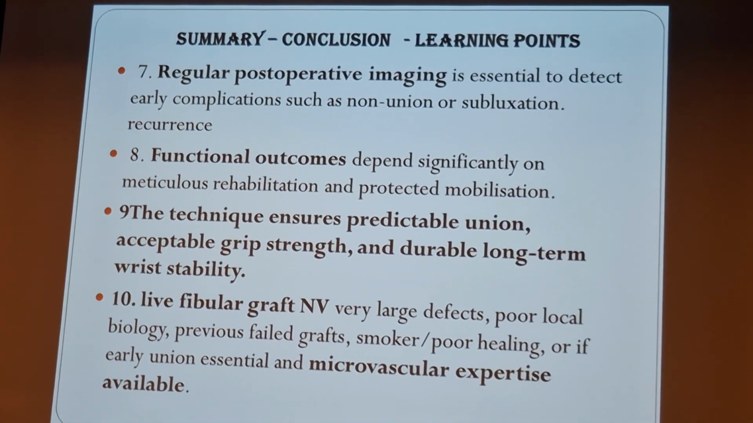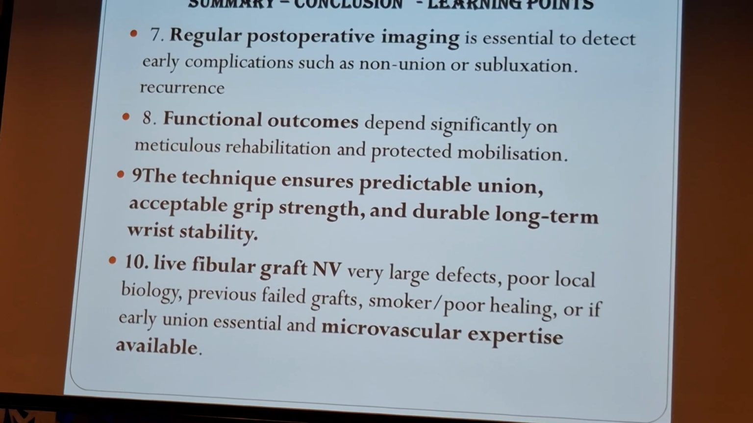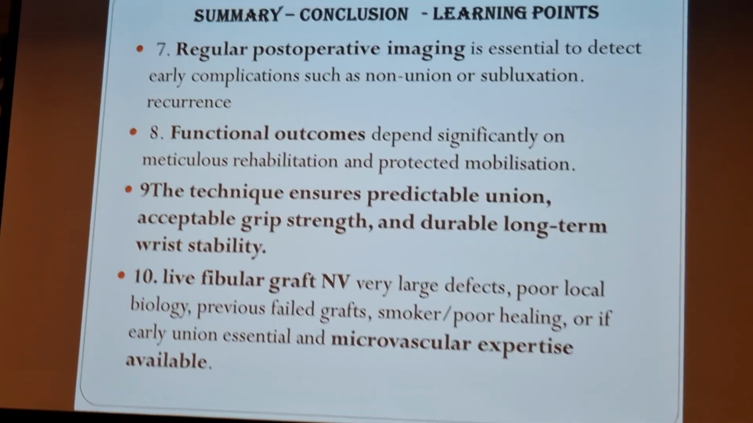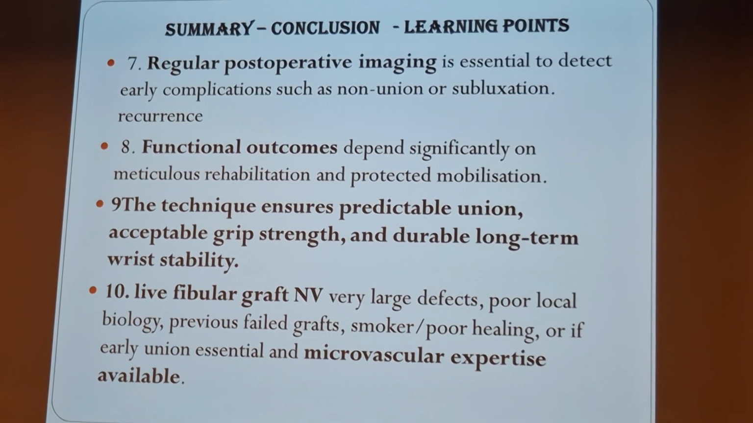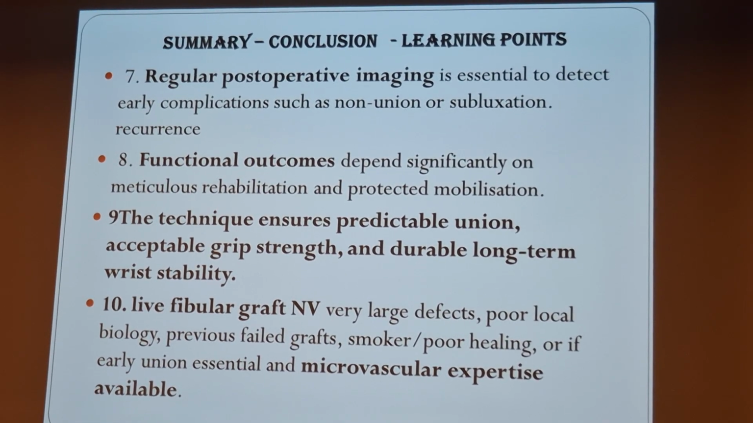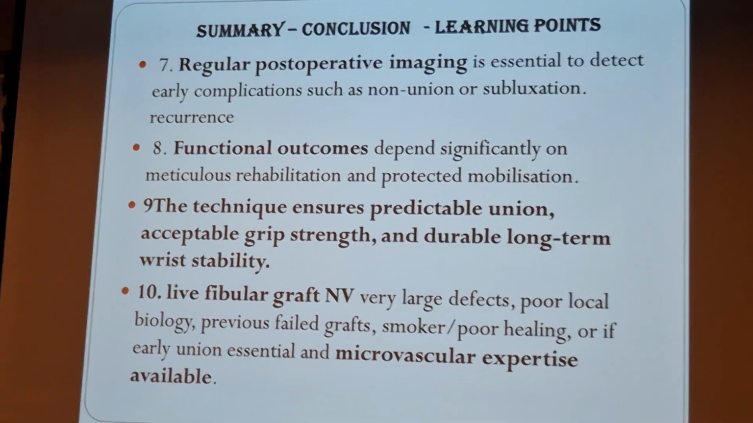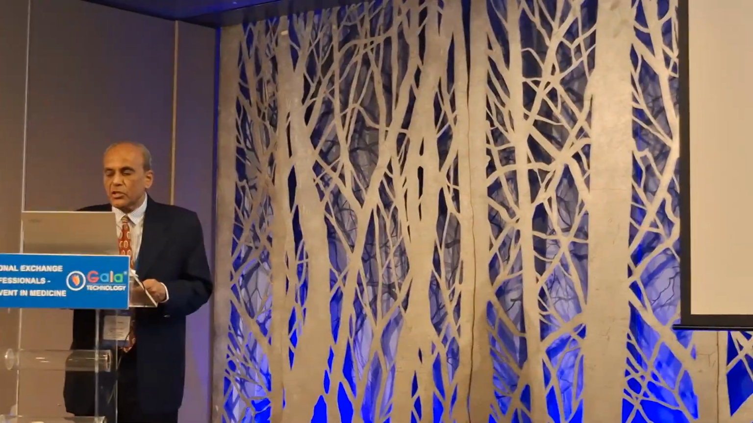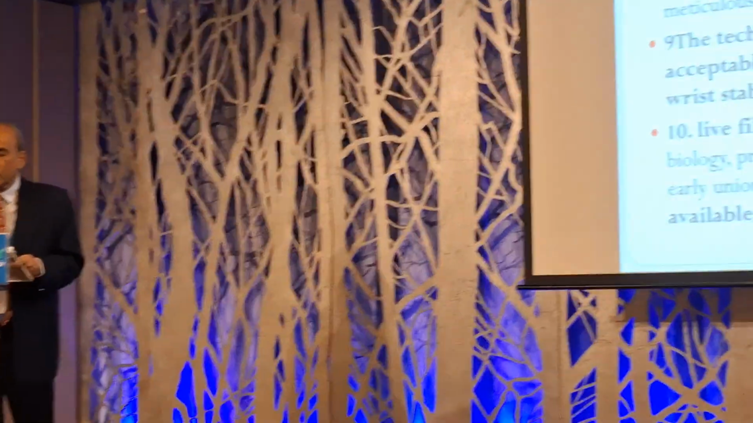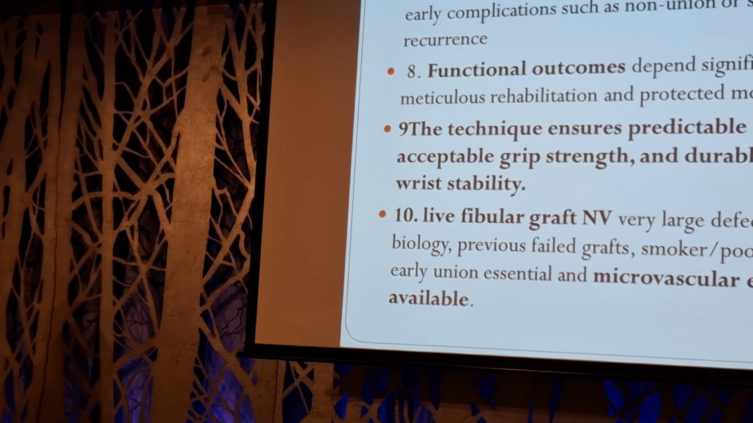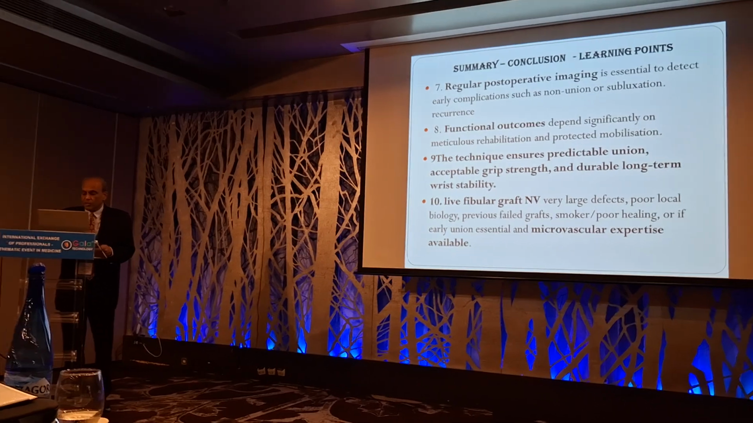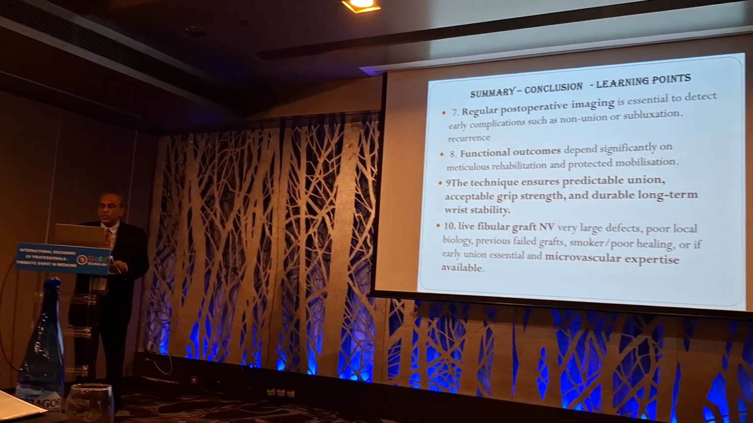Regular post-operative imaging is essential to detect early complications such as non-union, subluxation or recurrence. Functional outcomes depend significantly on meticulous rehabilitation and protected mobilization. The technique ensures predictable union, acceptable grip strength, and durable long-term stability. Live fibular graft is indicated in very large defect, poor local biology, previously failed grafts, smoker or poor bone healing, or if early union is essential and microvascular expertise is available, and we have no experience of this technique.